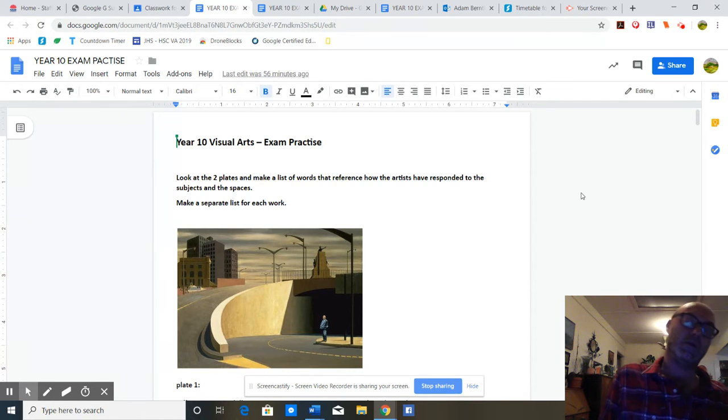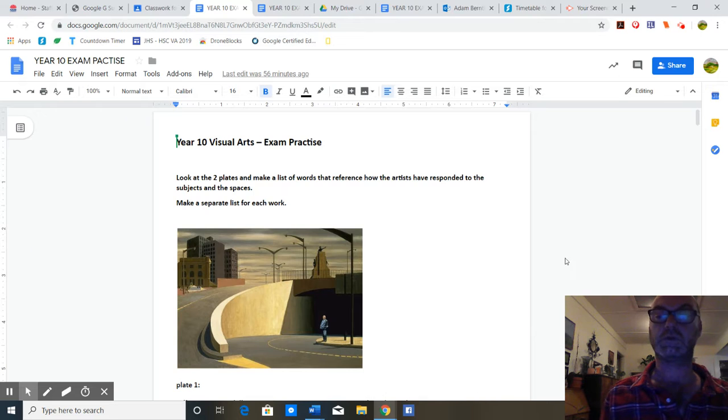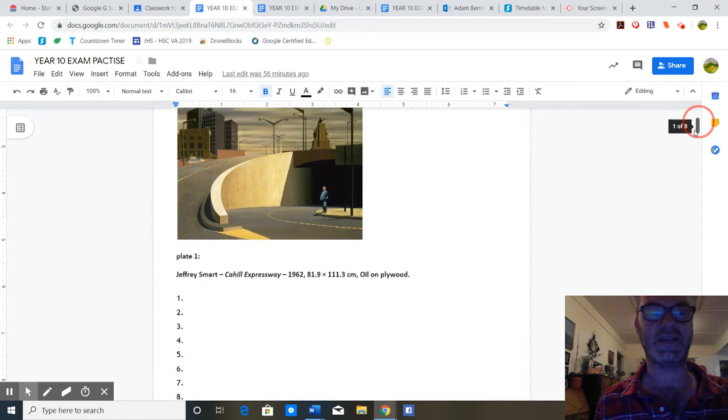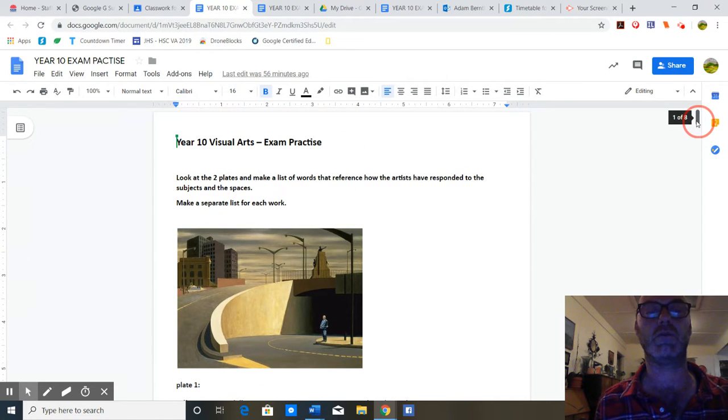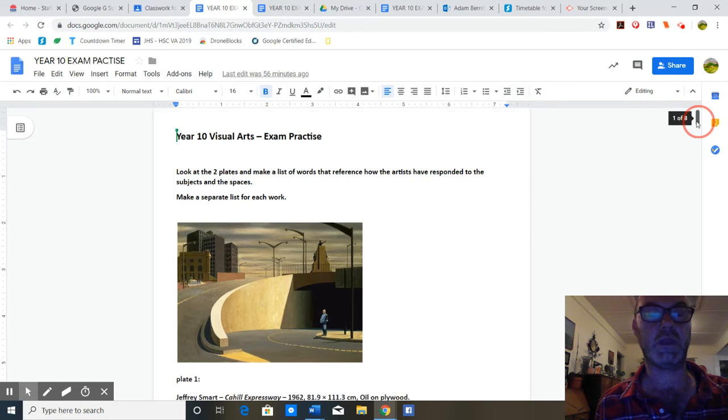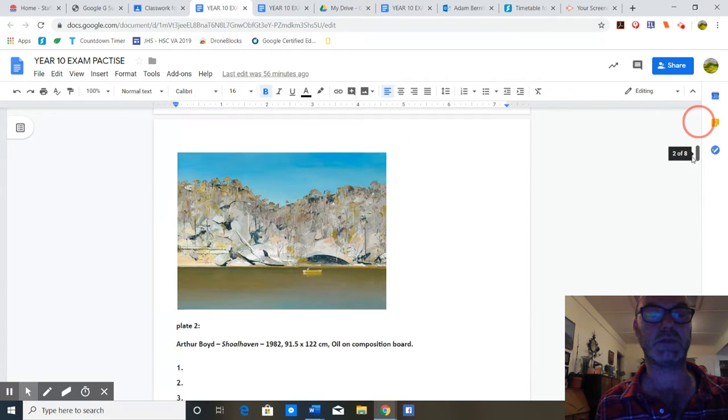And what I've done is I have made up some, I suppose, scaffolded questions that'll help you get through the exam with ease. Your exam plates, or the plates in the exam, are exactly the same as the plates that appear right through this document that I've made. So you need to look at both plates. Here's plate 1, here's plate 2.